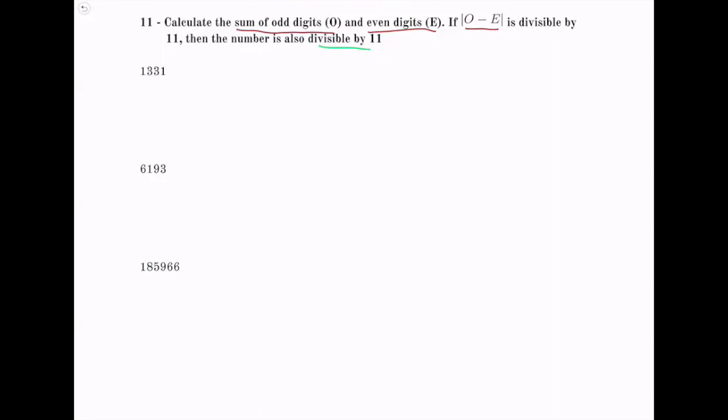So the first example, 1331. Here's what you do. This is the first digit, the second digit, the third, the fourth digit. What you do is you take the sum of the odd digits, 1 plus 3. So the odd sum, O, is the sum of 1 and 3, because 1 and 3 are both odd. And that's 4. The even sum, E, is just 3 plus 1, which is 4. Then you take the difference of O and E. 4 minus 4 is 0. And 0, is it divisible by 11? Yes, it is. And just for reference, 0 is divisible by all numbers.